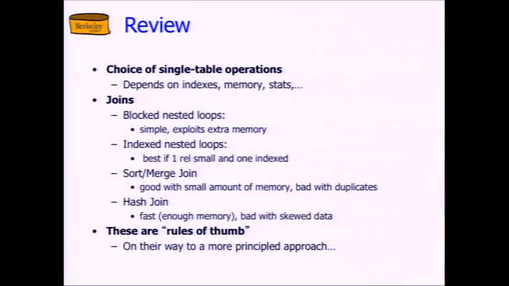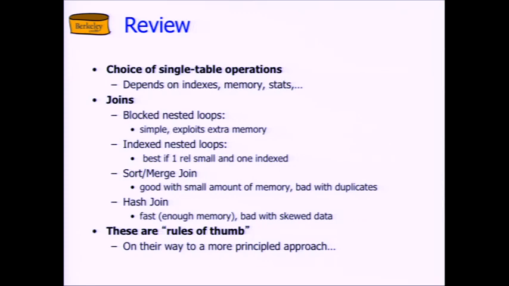A little review. What is the space of things we need to worry about when we think about optimizing a query? Well, if it's a query on a single table, we know that there's a choice of operations. We could choose to scan tables that are in heap file format, or we could use indexes. And this might depend on how many buffer pool pages we have. It might depend on some statistics about the data. We'll see all these sorts of things today. What about if we're thinking about joins? Well, there's lots of different join algorithms to choose from.